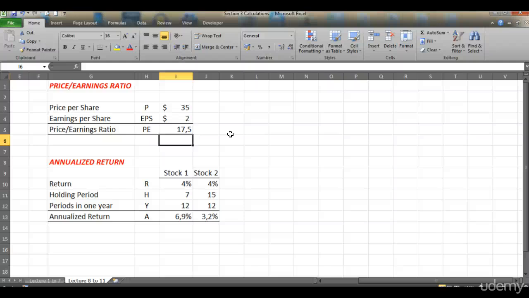The forward price per earnings ratio is based on currently estimated or expected earnings per share. The formula is identical to that for price per earnings ratio. However, the expected earnings per share is used in place of the latest reported earnings.